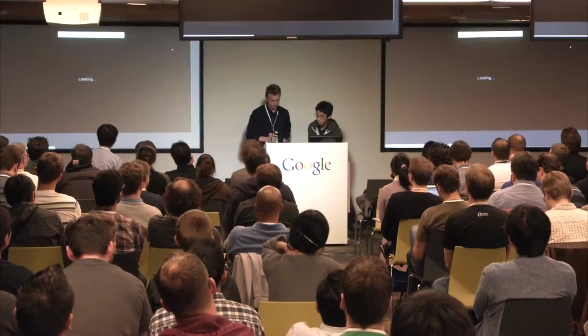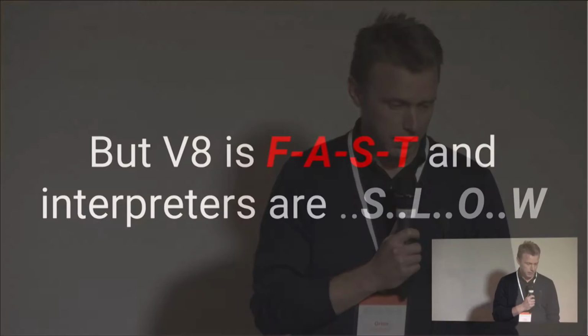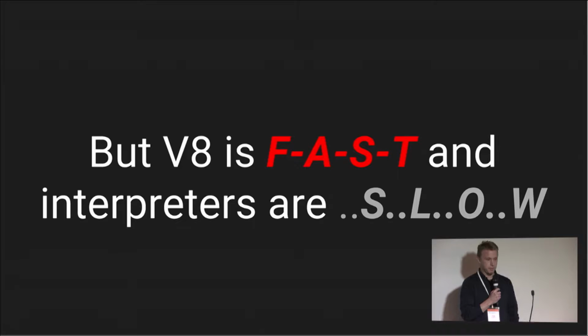Hi everyone, my name is Orion Hodson. I'm from the Clang performance team in London. And since last quarter, we've been working on an interpreter for V8. As you may know, V8 has two compilers and a pretty good full code generator, and it's renowned for being fast. And interpreters are famous for being slow.